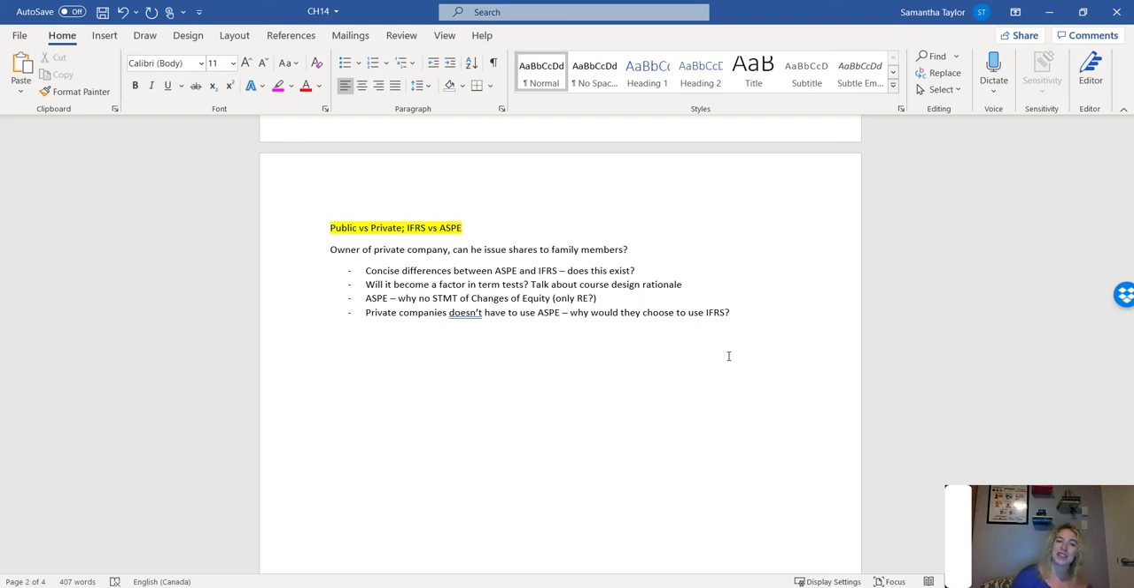Concise differences between ASPE and IFRS. Does it exist? I mean, yes and no. So here's kind of the funny part there. In CPA, you'll get access to the CPA learning ebook. Some chapters where there's a ton of IFRS and ASPE differences will list out the differences at the back. For most chapters, they're like, okay, this is IFRS. And then at the end say, okay, these are the differences between IFRS and ASPE.